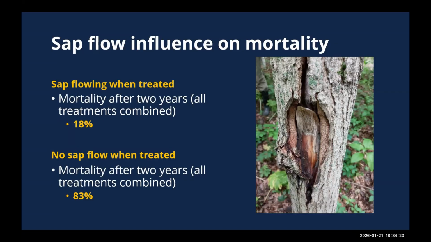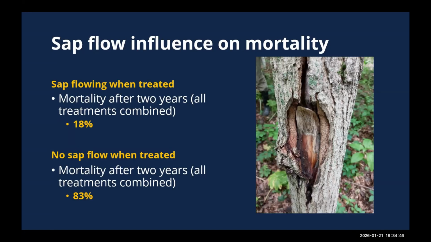Now we repeated those same treatments only at a time when the sap wasn't flowing. It was a little earlier in the year. The sap wasn't yet flowing on these plants. And with those same treatments, we had 83% mortality. So eight out of every 10 plants we treated died, right? So very, very effective. And the only difference between those two was the timing.